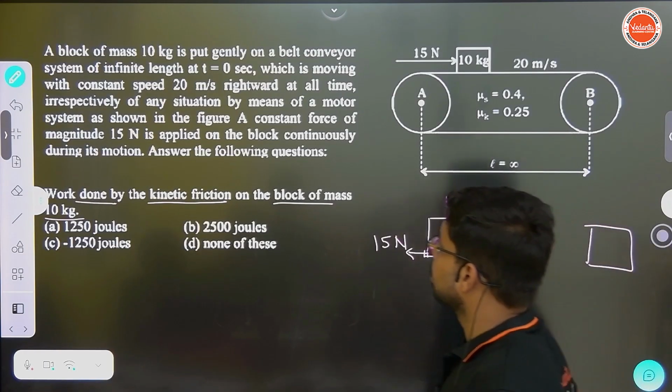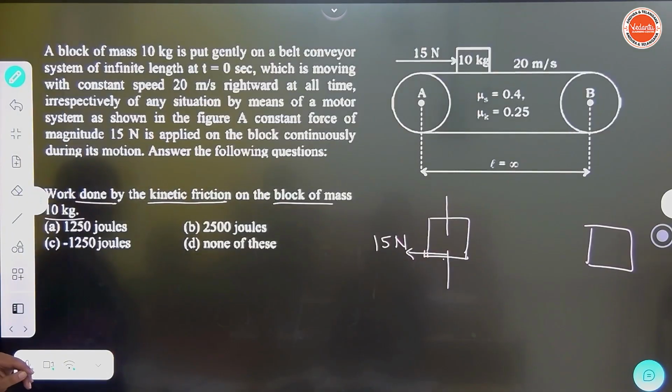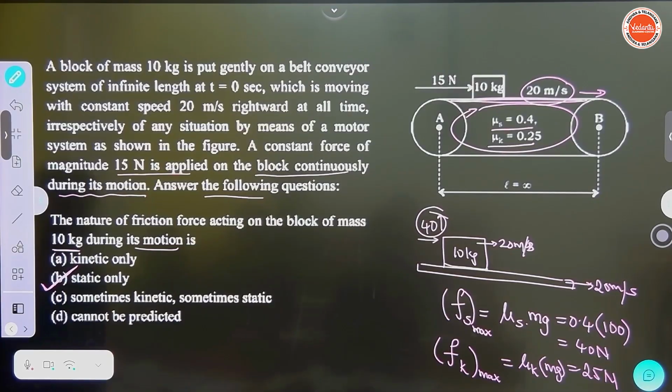One second. Is it dropped over here? This one? By means of a motor of the system as shown in the figure, a constant force of magnitude 50 newtons is applied on the block continuously during its motion. Answer the following questions.